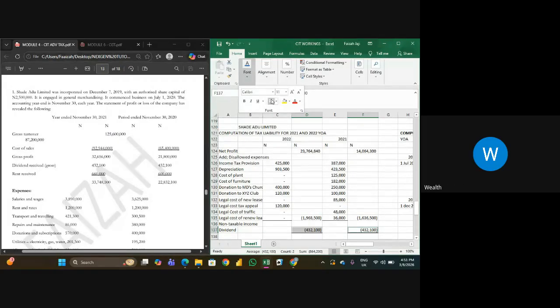Is it not add back? Disallowable expenses. Are we subtracting it? Oh, we are adding, no, we are less. Sorry, less. Let me write it there. So the one we are talking about is disallowed. Sorry, we are adding back.